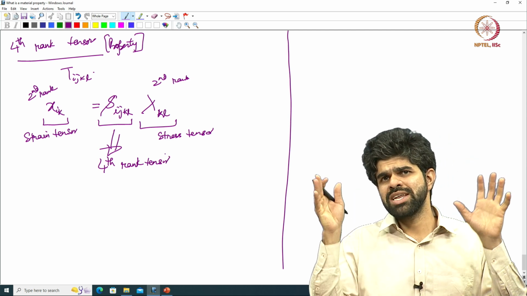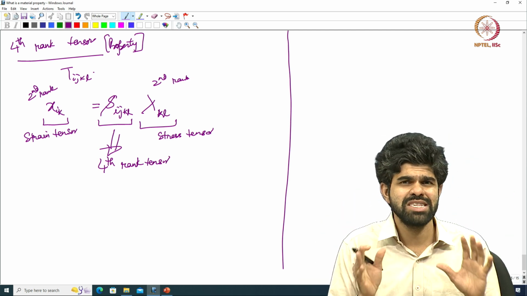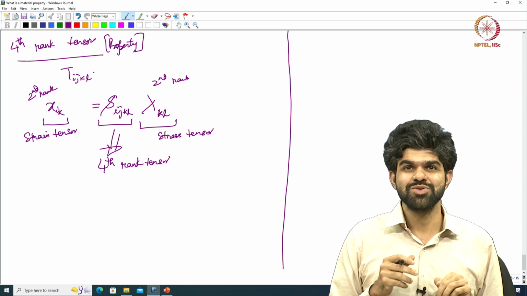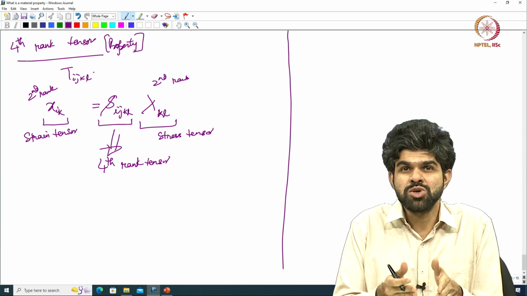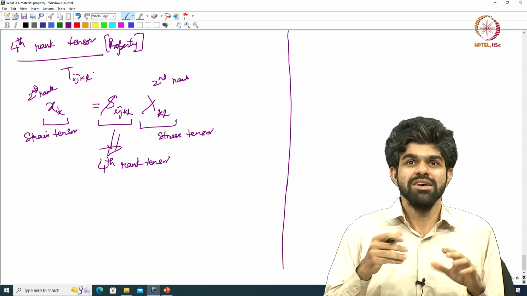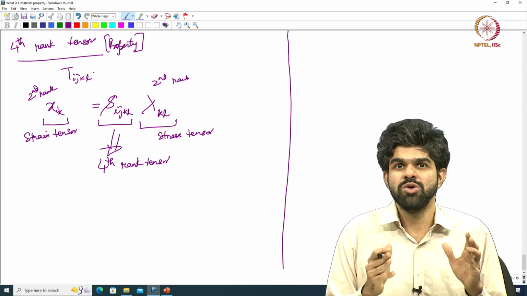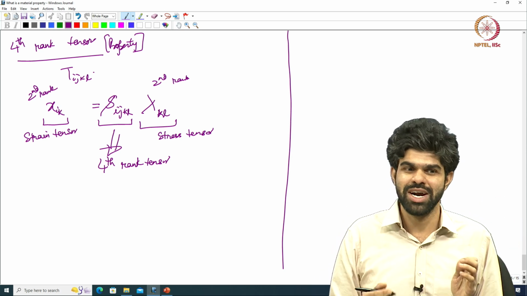So, that is why mechanical engineers want to deal with very simple materials which are isotropic in nature, so that these sort of monstrosities become simple to handle, right. But there are materials which are monstrous, and then we have to understand how to handle them, okay.